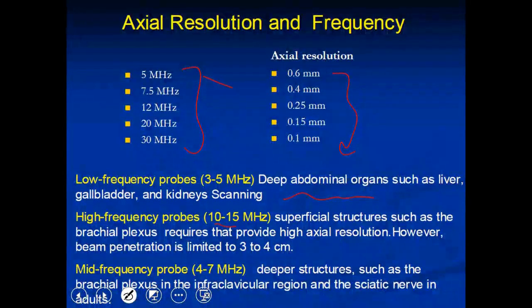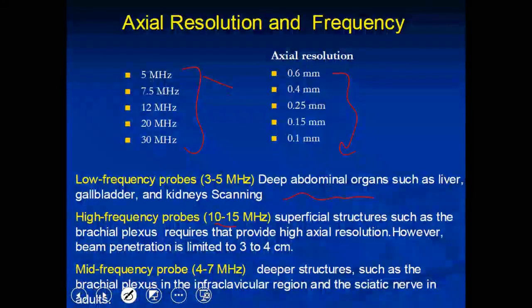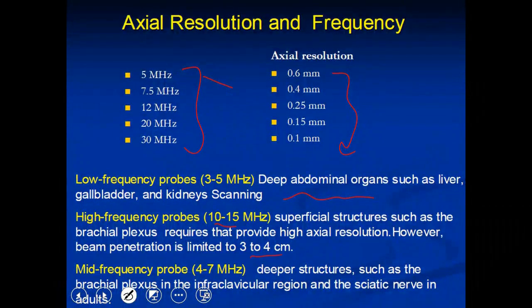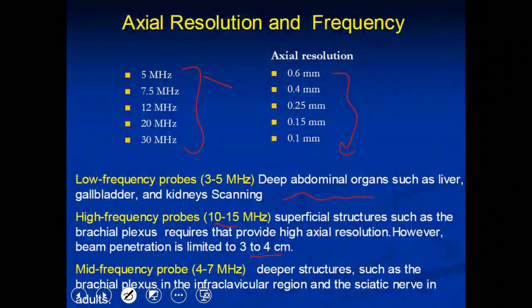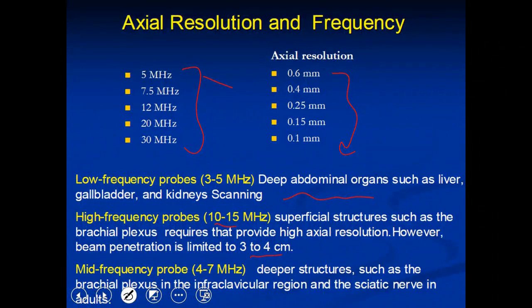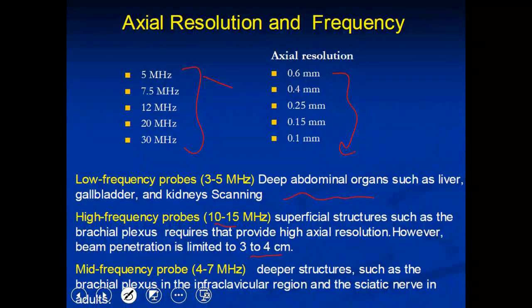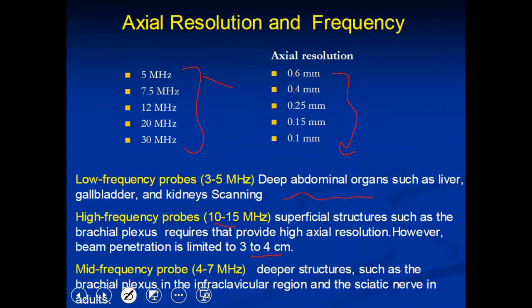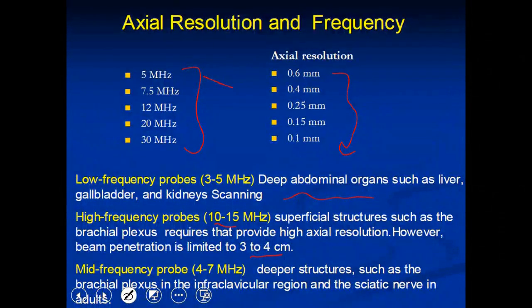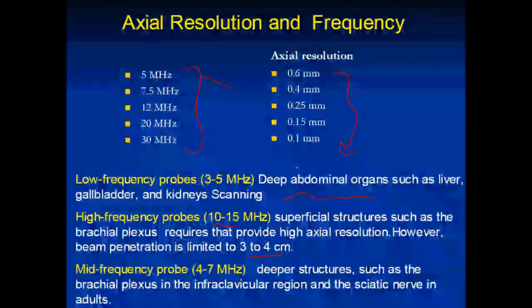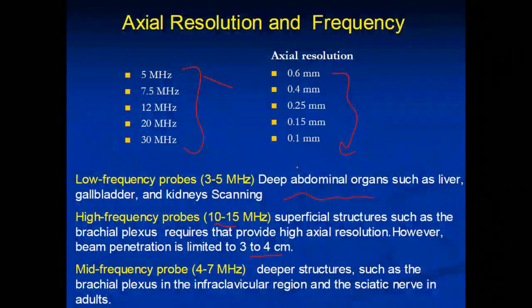But your device will be for 3 to 4 centimeters. The frequency range of 4 to 7 MHz allows you to reach deeper structures at about 10-15 centimeters, like for example the brachial plexus, located in the infraclavicular region, right? And the sciatic nerve. So according to the frequency, you can achieve a certain resolution and obtain a specific depth.